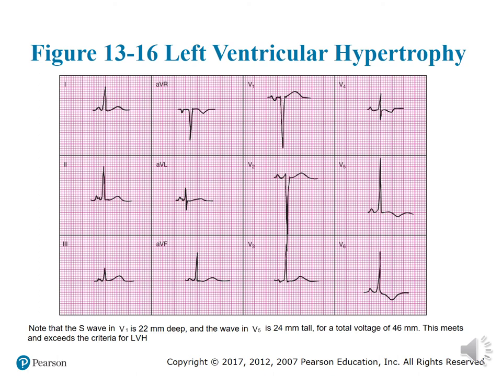All right, so that's what it looks like. Look at that V2, V1. This is V5, V6, what we're supposed to be looking at. This is easy. Just count it out and see what your numbers are. We'll take the taller. V5 or V6, looks like V5 here. Alright, break it down. LVH.